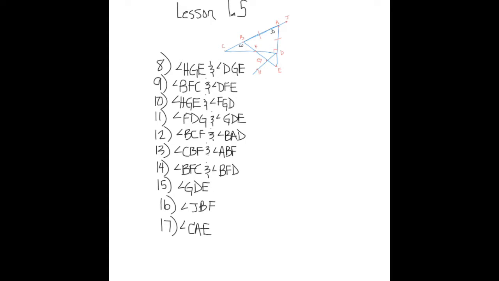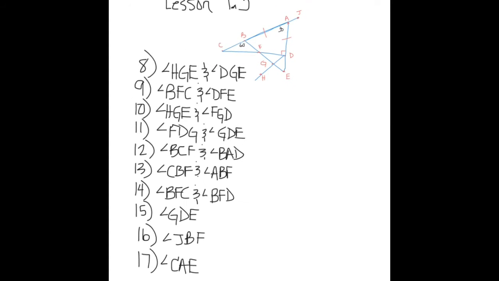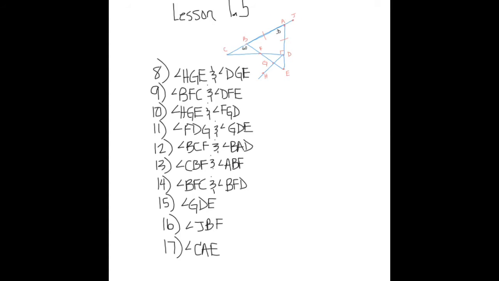So this is lesson 1.5 answer key. Starting off with naming angles or pairs, angle pairs that satisfy each condition. So you see that I made the drawing. Question 8 asks for two adjacent angles. Remember, adjacent angles have a common side.